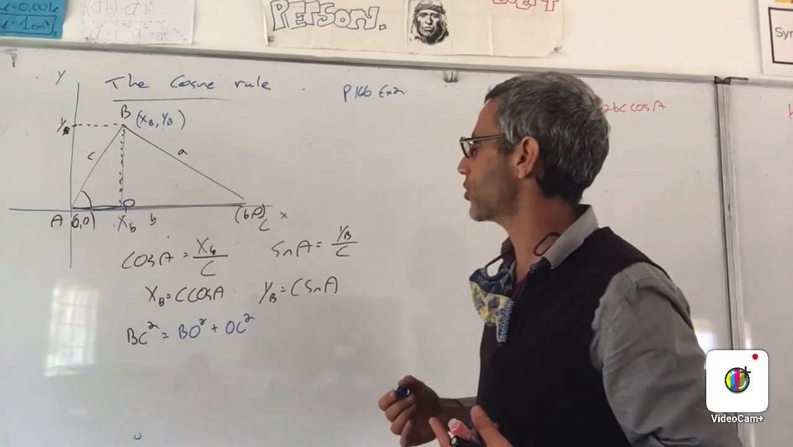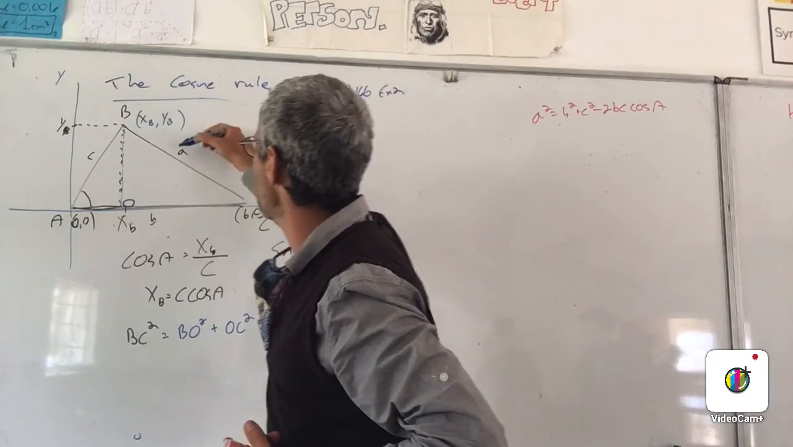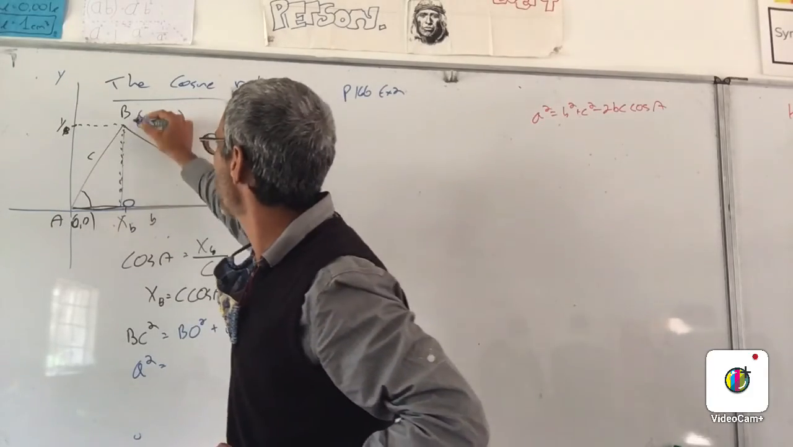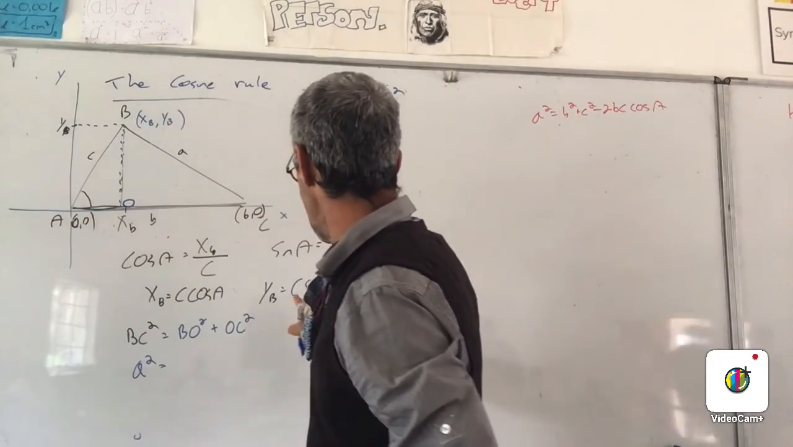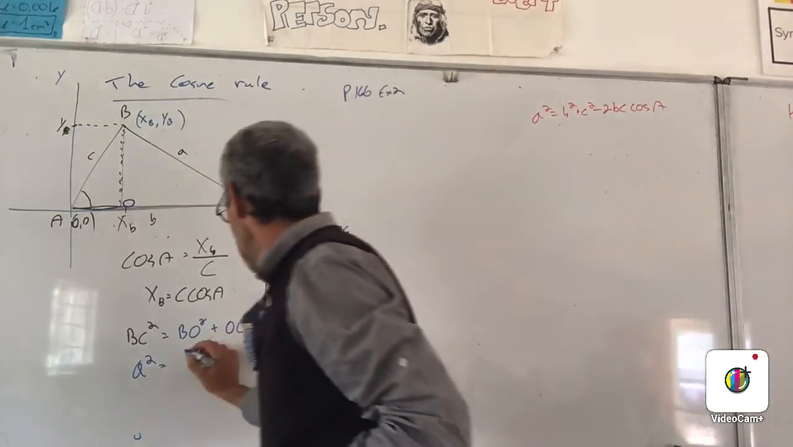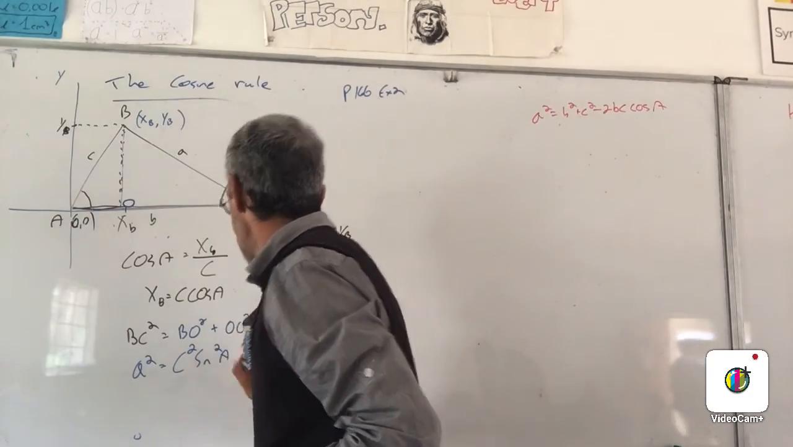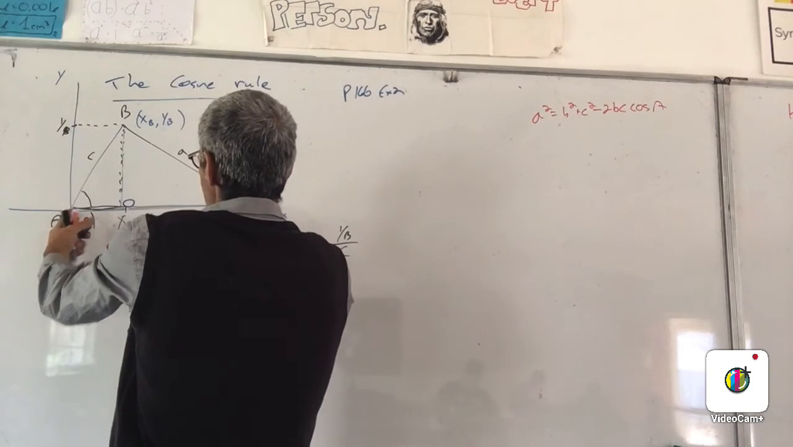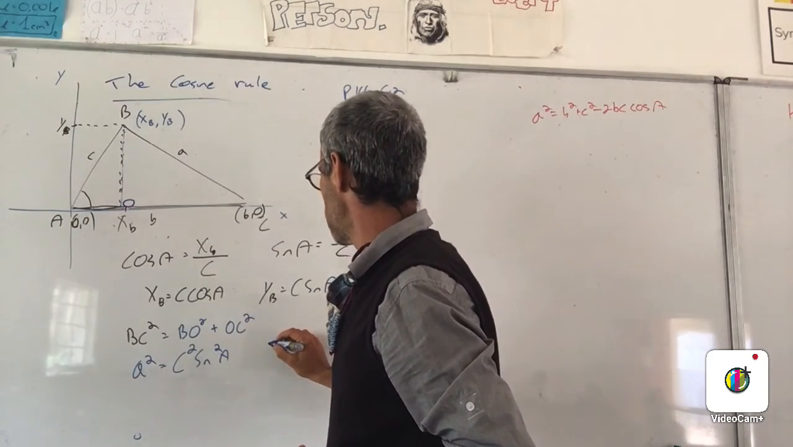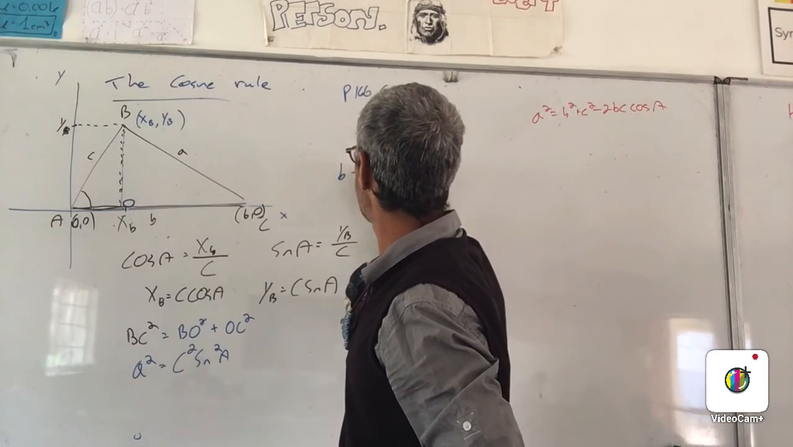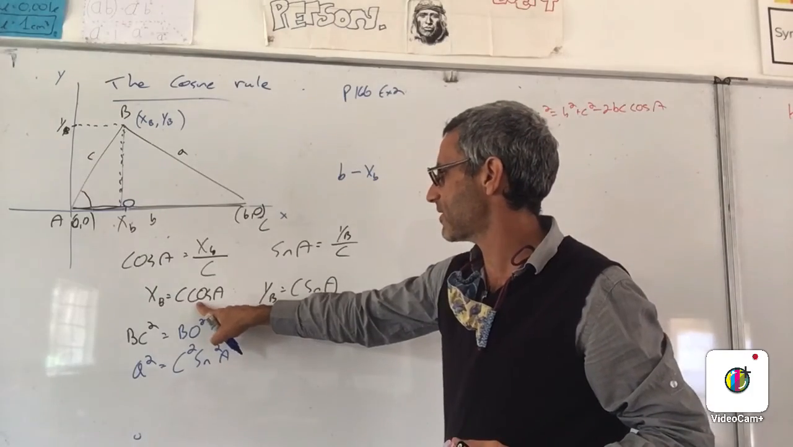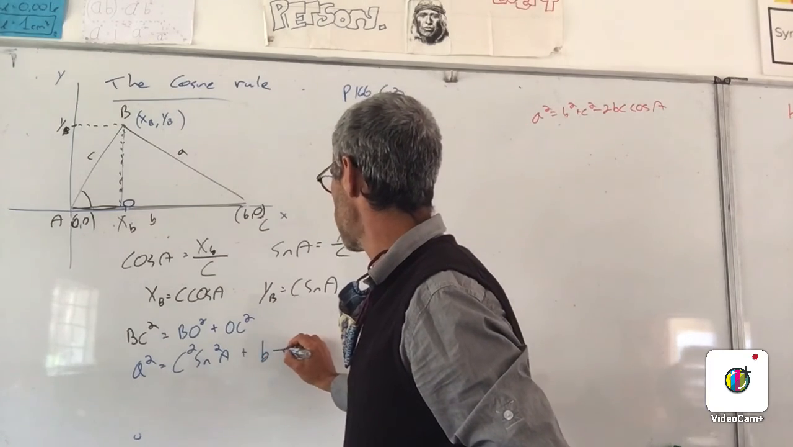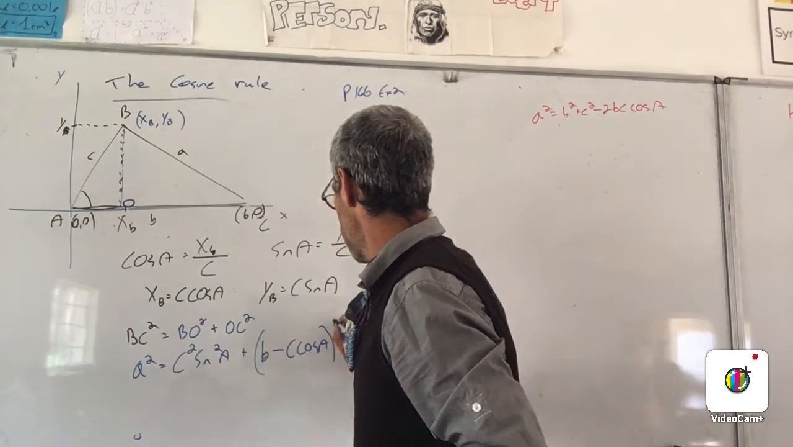But now we have some information about what these things are. What is BC? BC we know is a, so it's going to be a squared. What is BO? Well, BO is the value of y here, it's yb. But I know what yb is. It's c sine A. So I'm going to write c squared sine squared A. What is OC? Well, it's not xb. This is xb, and this I know is b. So OC is b minus xb. But what is xb? xb is c cosine A. So OC is going to be b minus c cos A, all of that squared.